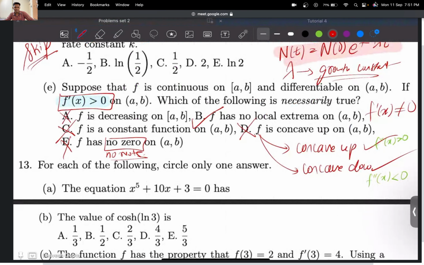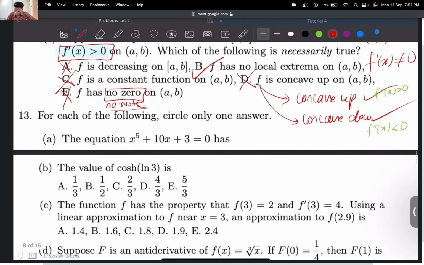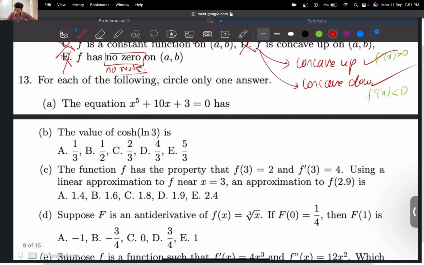And the moment you got the right answer, then definitely all other options will be wrong, because the questions are designed in such a way that there is only one correct answer. So you must be confident in your answer.